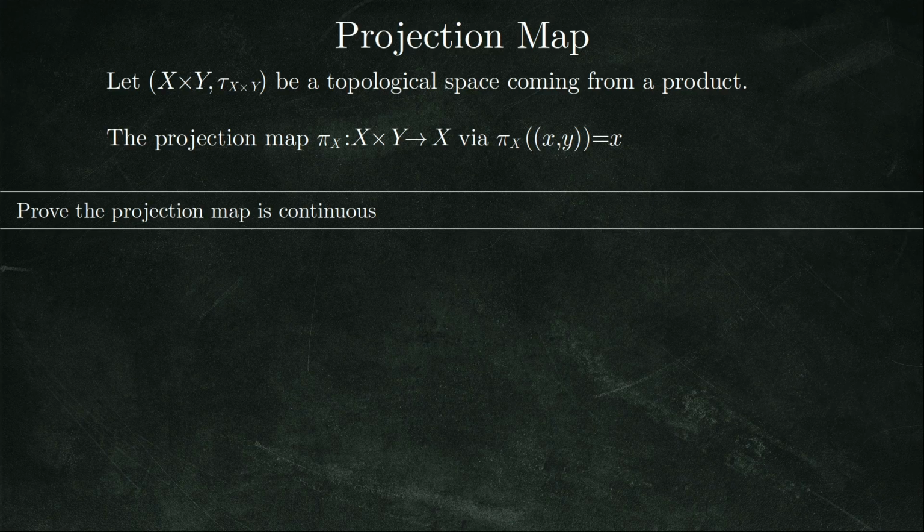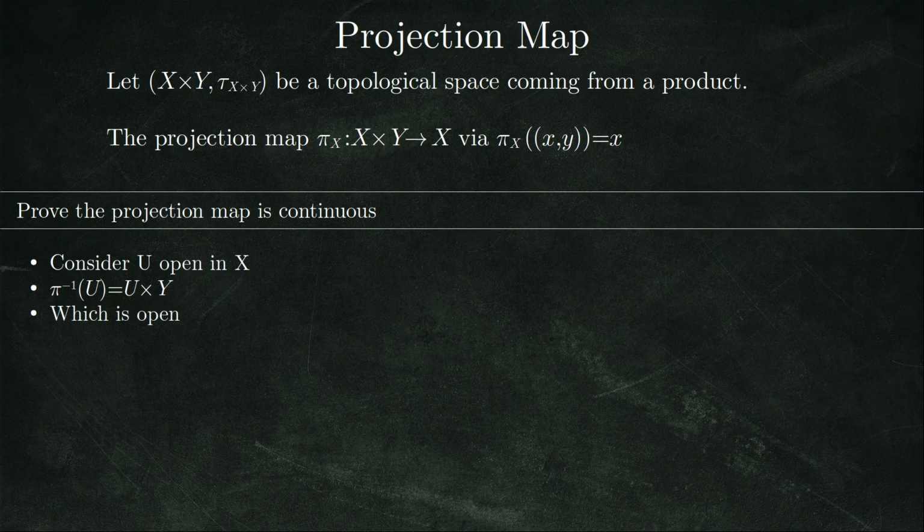So for our next exercise, we're going to prove the projection map is continuous. This is very similar to when you looked at the inclusion map. So I want to give you some time to work it out by yourself, and then I'll go through it. Okay, now you've had a go. Firstly, we consider any U open in X. We take the pre-image, and the pre-image of U is U cross Y. Remember, no matter what it is in Y, it's just going to be ignored. And therefore, this is open, since it's open cross open. And therefore, the projection map is continuous.